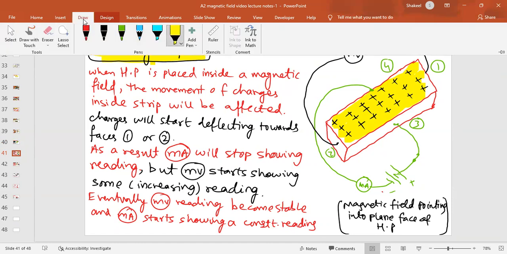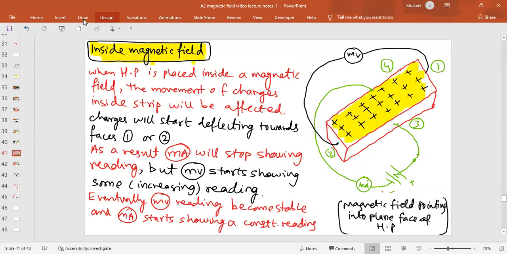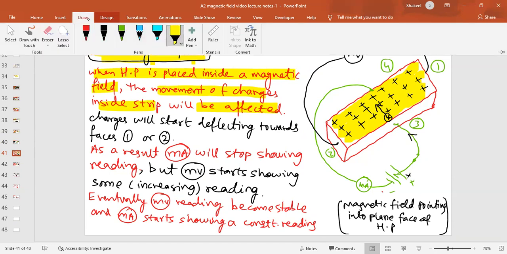Like you have to measure this magnetic field strength. So when the Hall probe is placed inside a magnetic field, the movement of the charges inside the strip will be affected, because when the positive charges are leaving from here and moving through the Hall probe, they will experience a magnetic field, and hence they will be deflected, like a magnetic force will be acting on them.